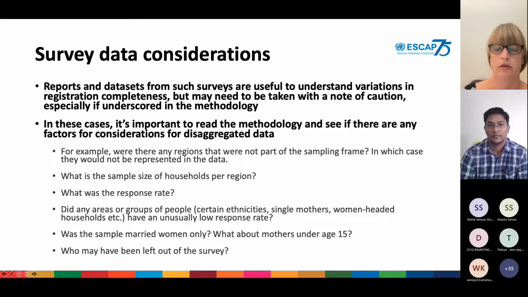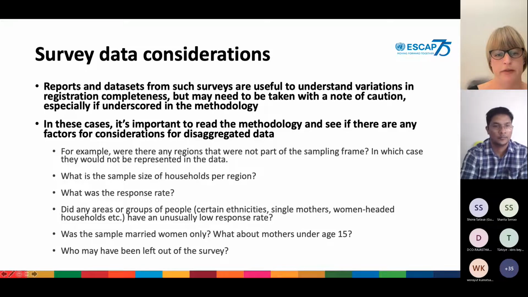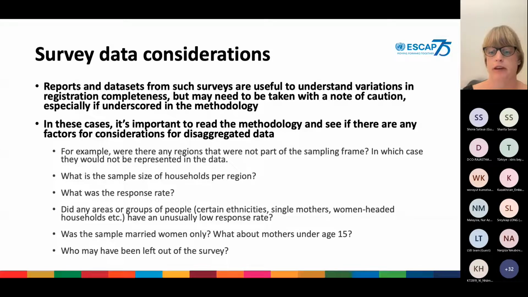So we need to make sure we always check the methodology and understand how the survey was done before we draw too many conclusions from the data. For example, there have been some surveys in the Pacific where really far outer islands have been taken off the sampling frame. They weren't even included because it was just too costly, too time consuming, and really challenging to get to those islands, and perhaps they had really small populations.